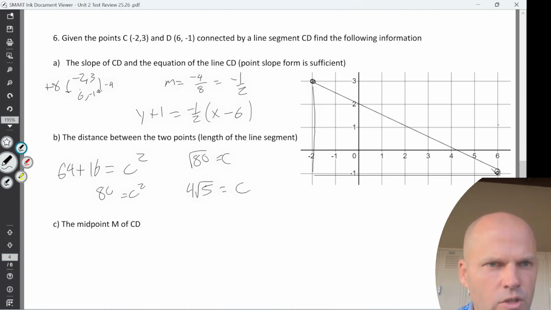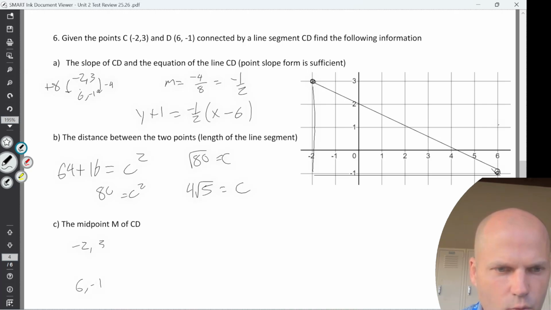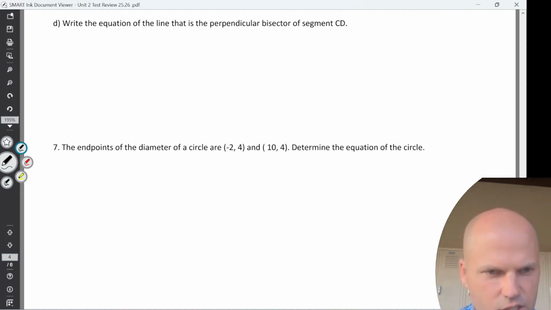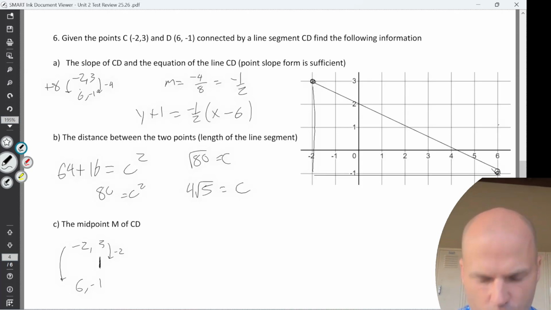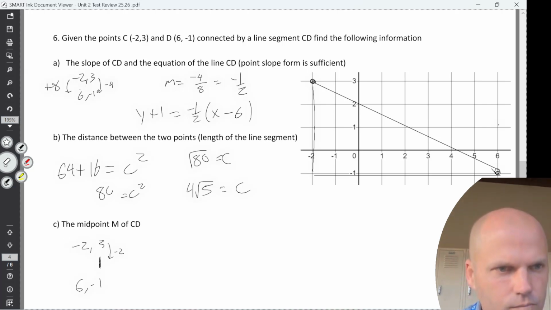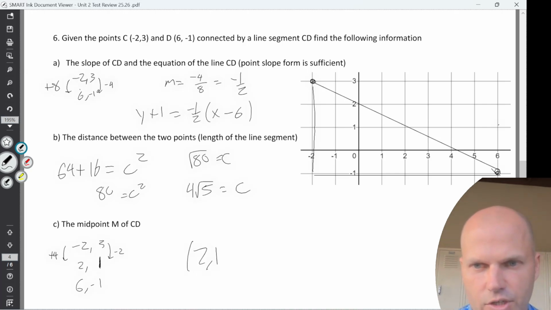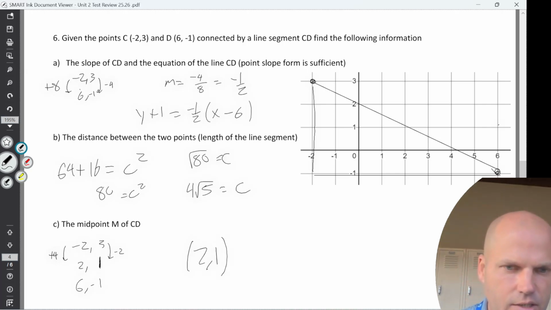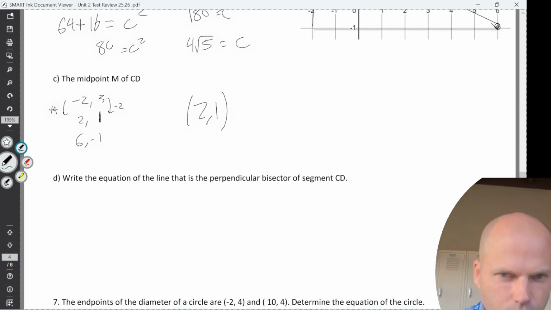Let's find the midpoint. Well, from (-2, 3) to (6, -1). Instead of going down 4, let's stop halfway and go down 2, and I get to 1. Instead of going +8, let's stop halfway and just add 4. And I get to this point (2, 1), which I can really see here if I drew an accurate line.